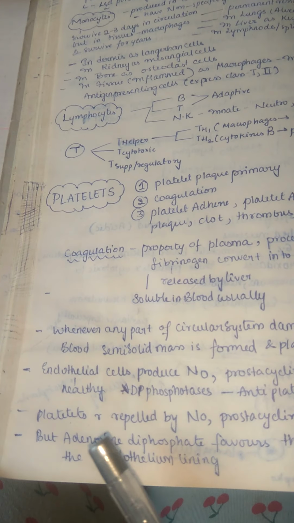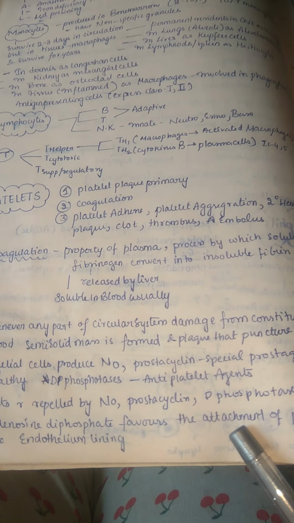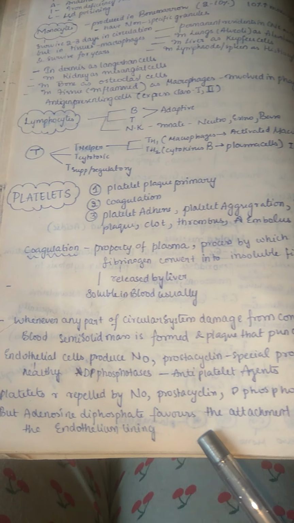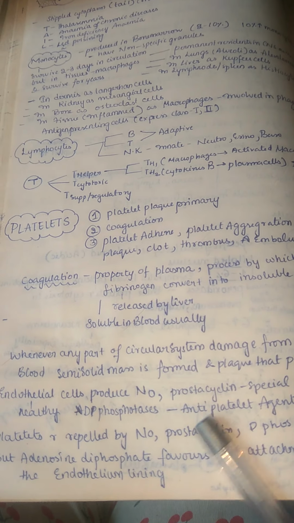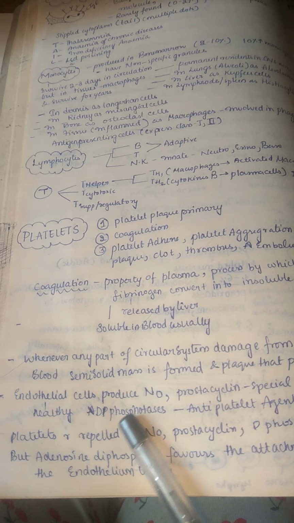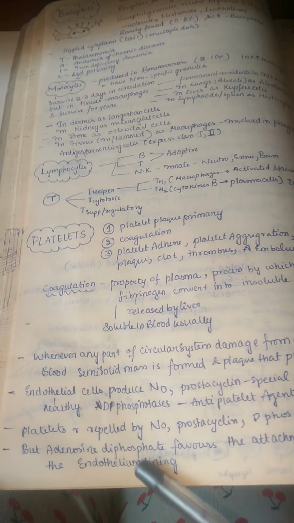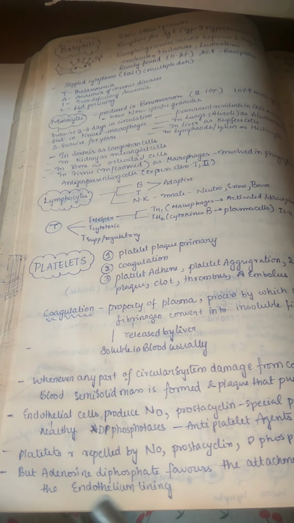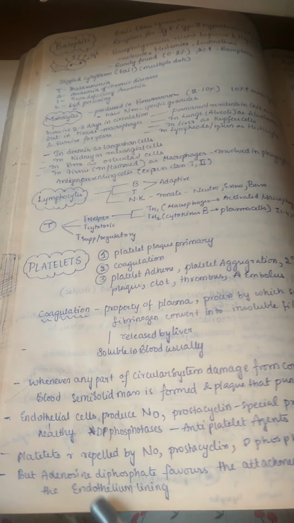But you can see here the adenosine diphosphate, which favors the attachment of platelets to the endothelial lining. As I was saying, adenosine diphosphatases are antiplatelet agents, but adenosine diphosphate favors the attachment of platelets to the endothelial lining. You can understand this adenosine diphosphate is mainly present during injury of an endothelium.